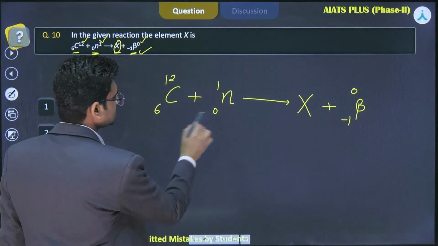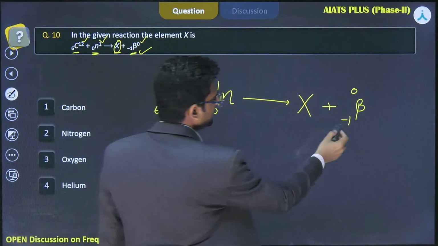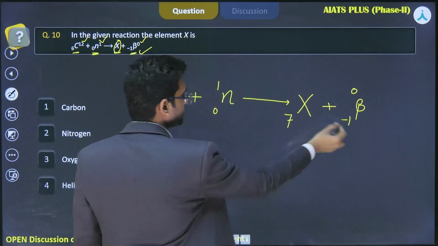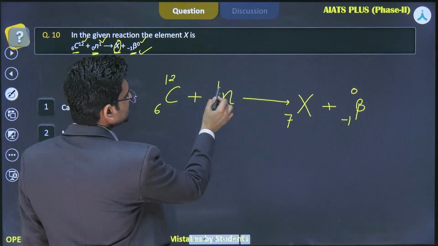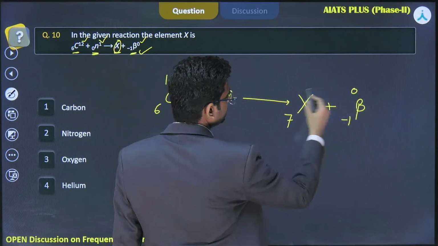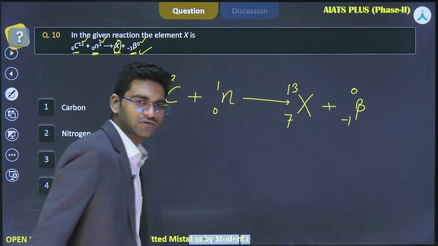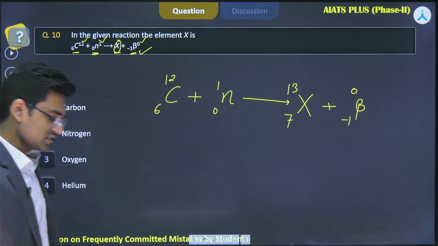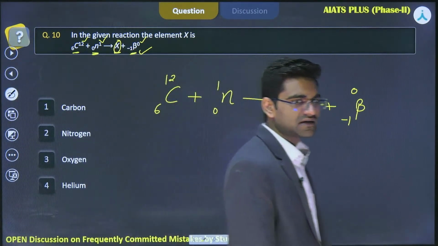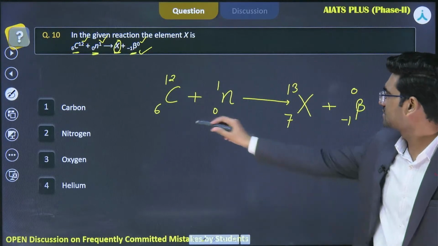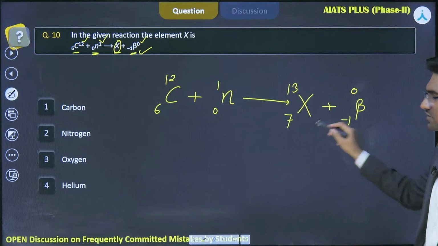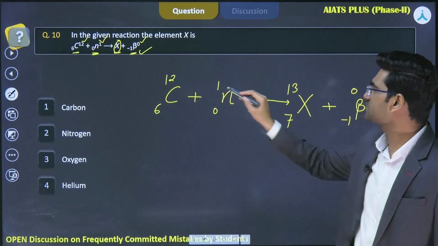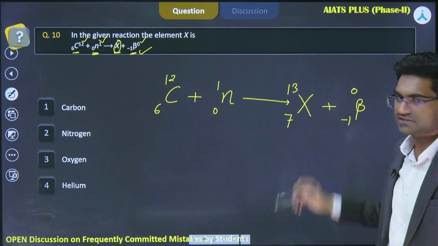So, this is 6 plus 0, that is 6, this is -1, so this will become 7, 7 minus 1 will become 6, right? Now, this is 12 plus 1, 13, here it is 0, so this will become 13, okay? Just like how you do it in chemical reactions, you just have to balance the numbers here. So, this is 6 plus 0, that is 6, 7 minus 1 will become 6. This is 12 plus 1, 13. This is 13 plus 0, again 13.